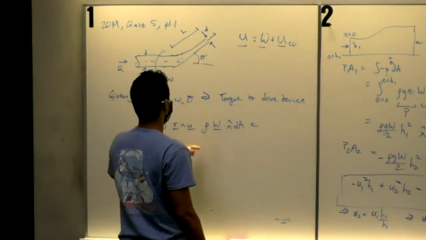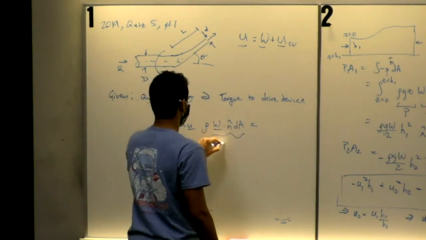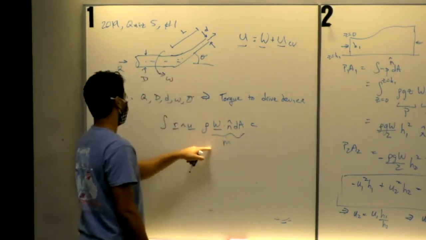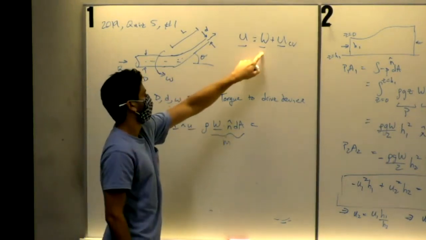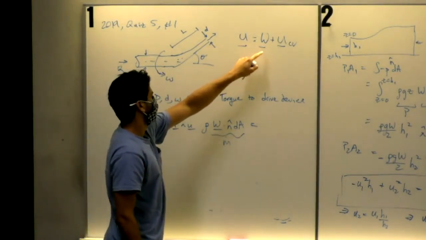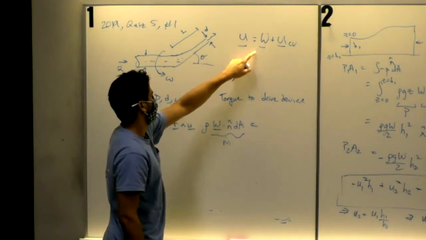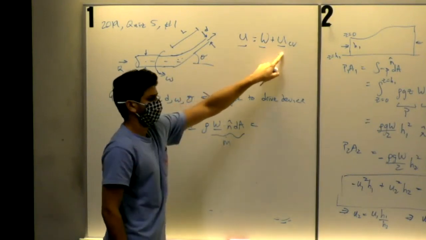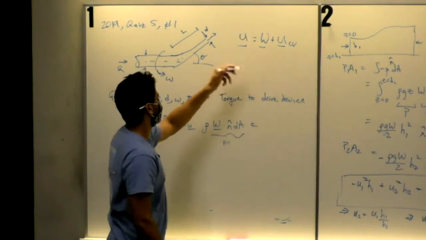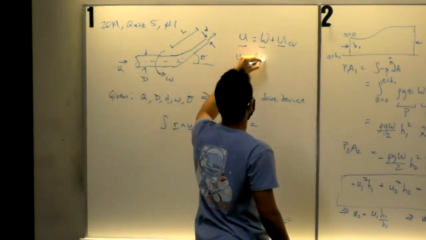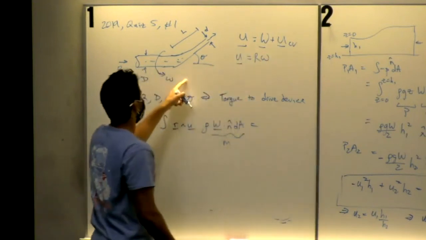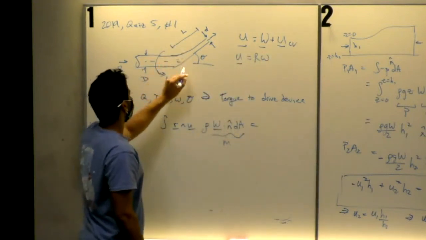The first thing you would do is, this is M dot. You want to find U underline using the given relative velocity and the velocity of the control volume. The velocity of the control volume would be U equals R omega, and R in this case would be L.